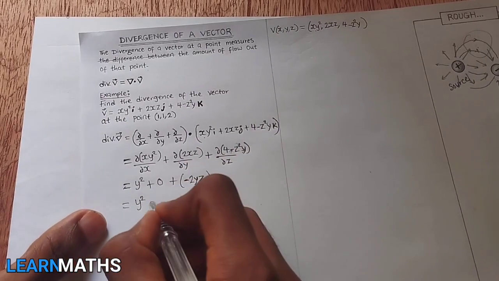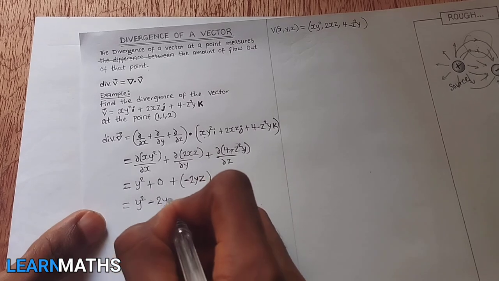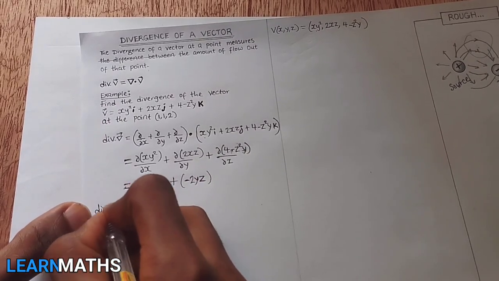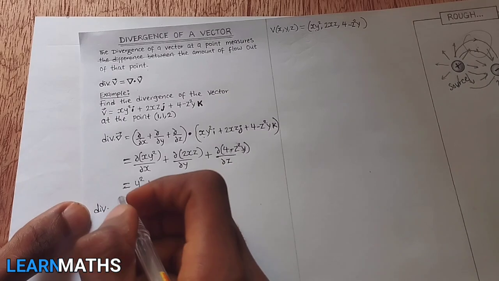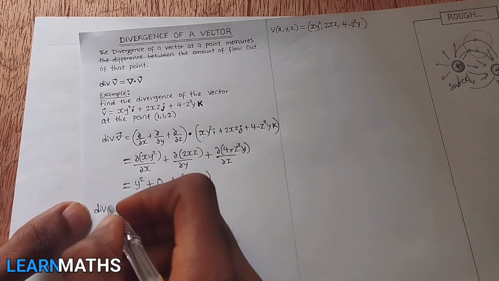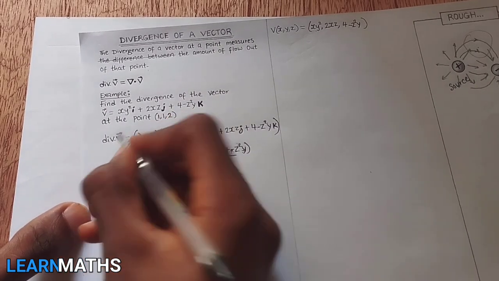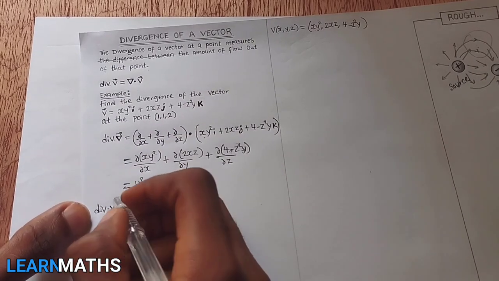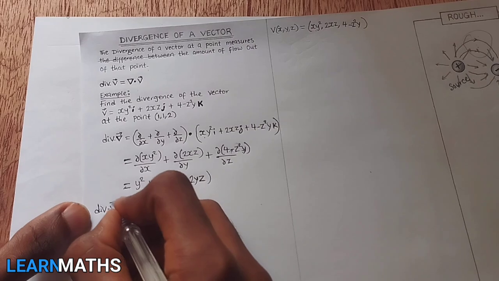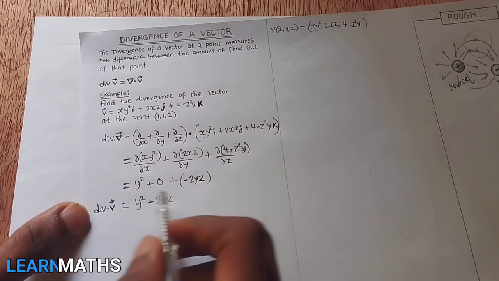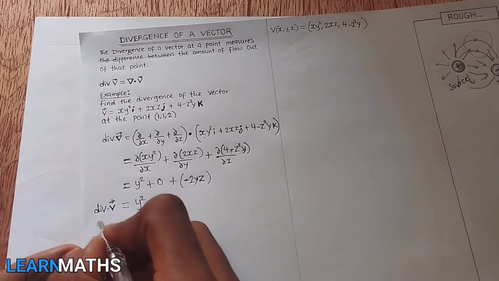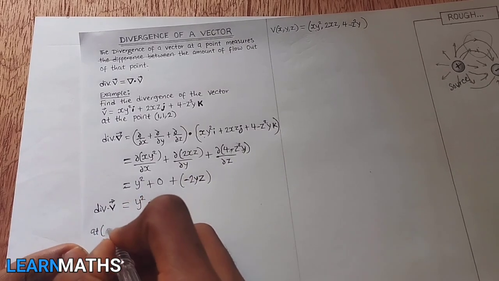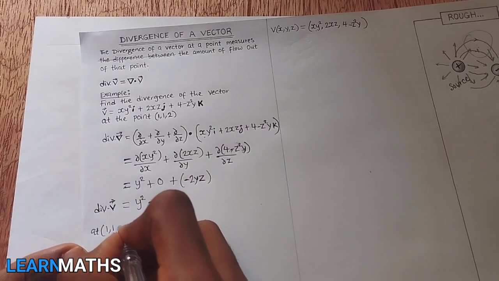All right, finally, this is what we're going to get: y squared minus 2yz, right? Normally this is the divergence of the vector. The vector we're given is v. The divergence of the vector v is this, all right? But at the point, we are given a point. At this point, 1, 1, 2.